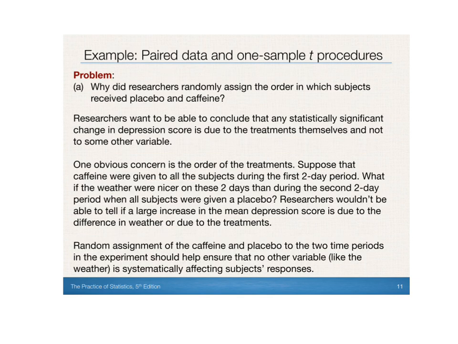So now we want to solve this problem. First of all, why would researchers randomly assign the order in which subjects receive the placebo and caffeine? Researchers want to conclude that any statistically significant change in depression score is due to the treatment themselves and not some other variables. So one obvious concern is the order of the treatments. Suppose that caffeine was given to all subjects during the first 2-day period. What if the weather were nicer during these 2 days than during the second 2 days? That could affect the results.